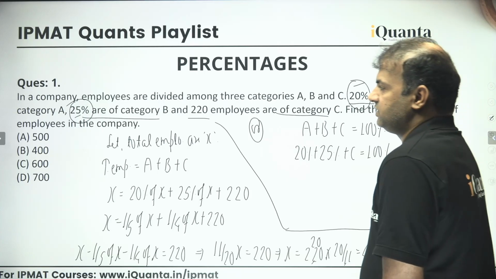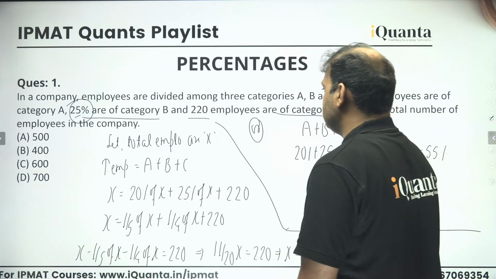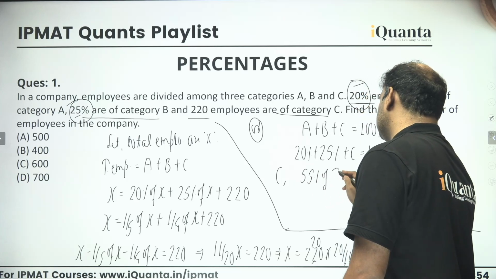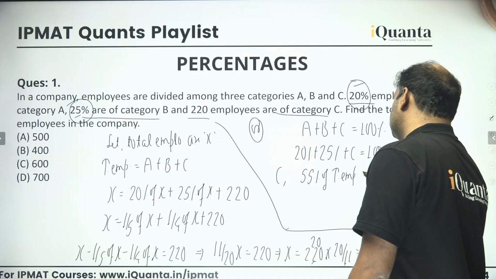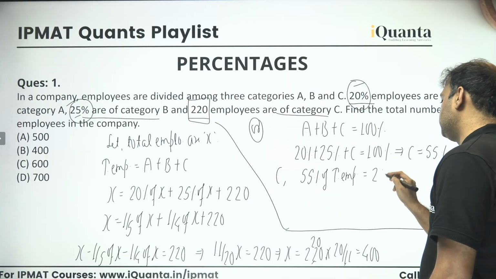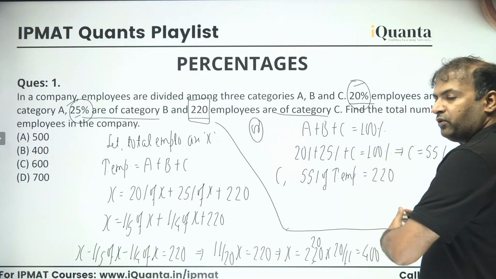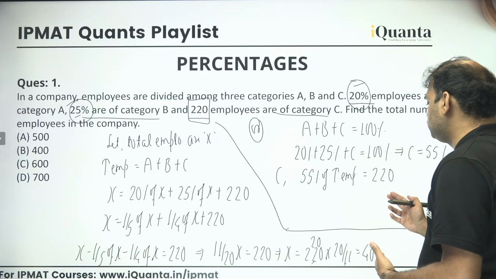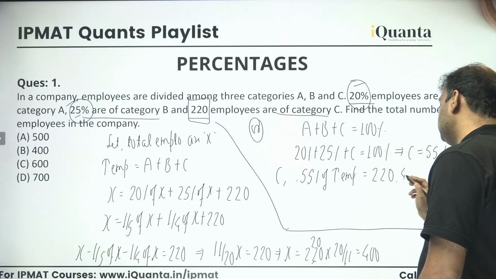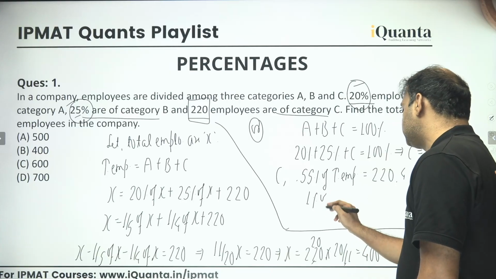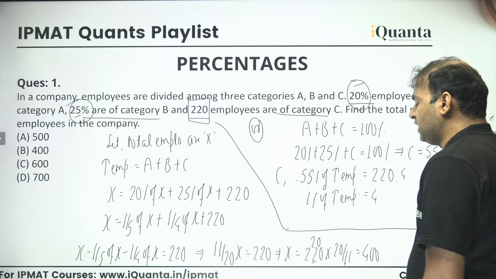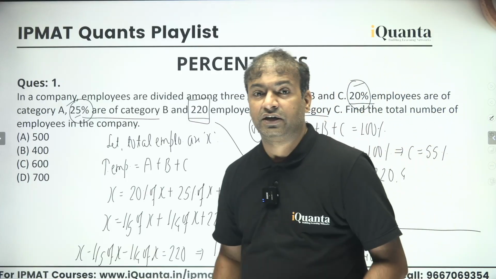All right, so this is how we can go ahead. The number of employees of category C is 55% of the total employees, which is given to us as 220. So 55% of the total employees is 220. Now luckily 220 is a multiple of 55. 55 fours are 220. So you can say 1% of the total employees is nothing but 4, because 55 fours are 220.